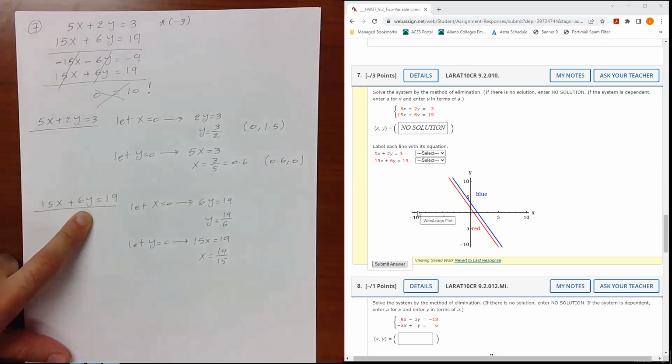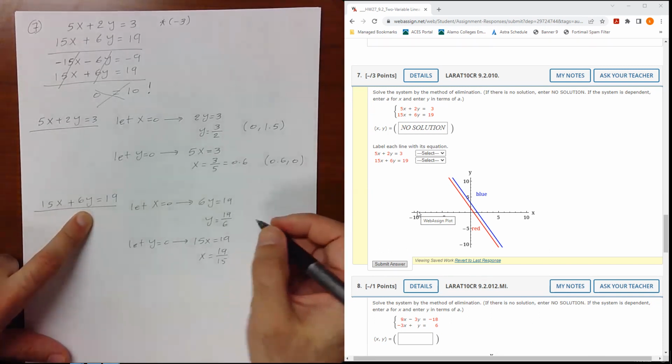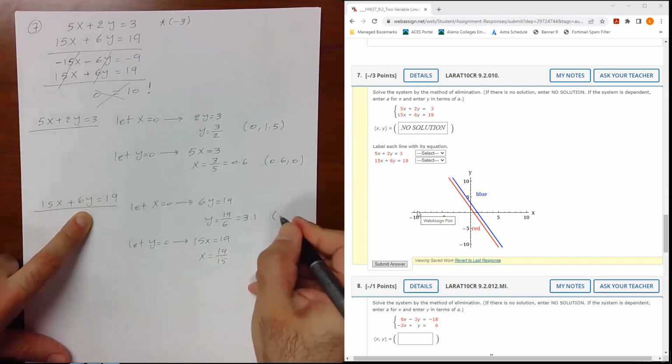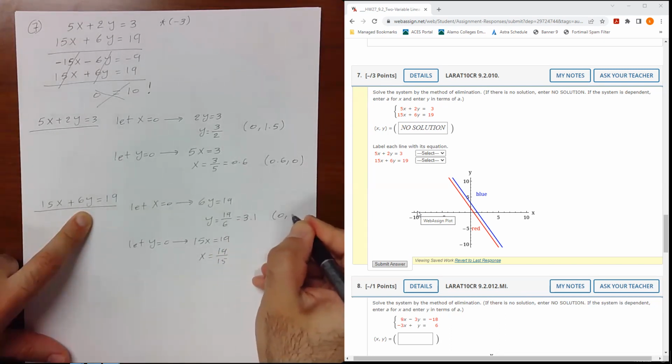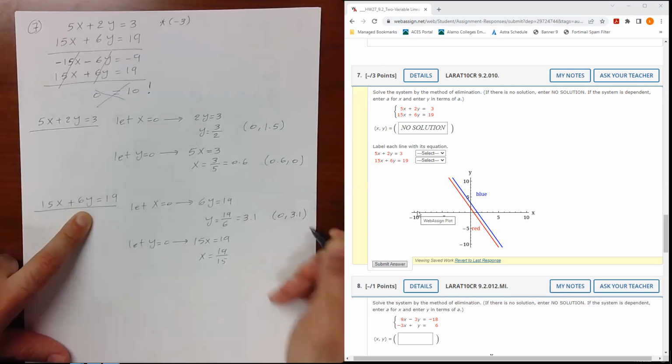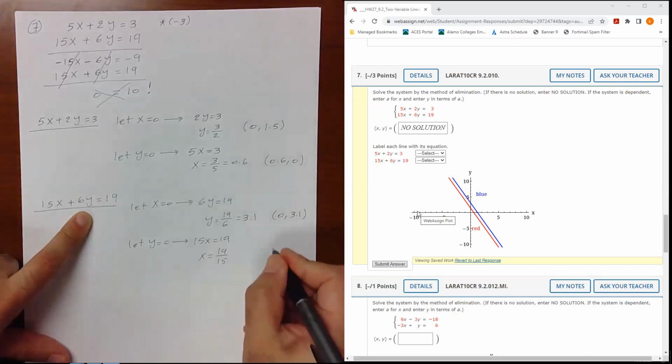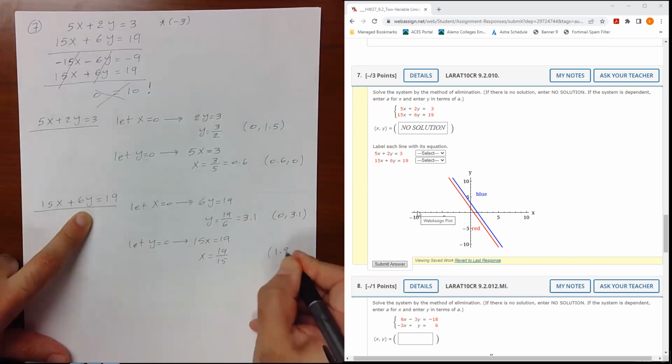For the first one, 19 over 6. 19 divided by 6 is going to be 3.1. So the point is going to be 0, comma 3.1. And this one is 19 divided by 15, so it's going to be 1.2. That means 1.2 and 0.